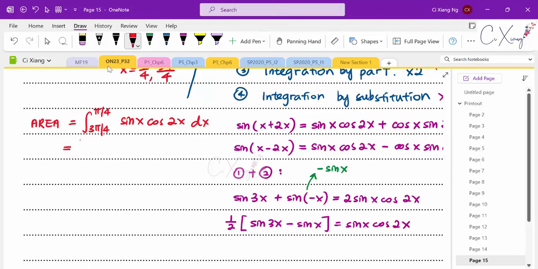So I want to basically integrate from pi over 4 to 3 pi over 4, 1 over 2 of sine 3x minus sine x.